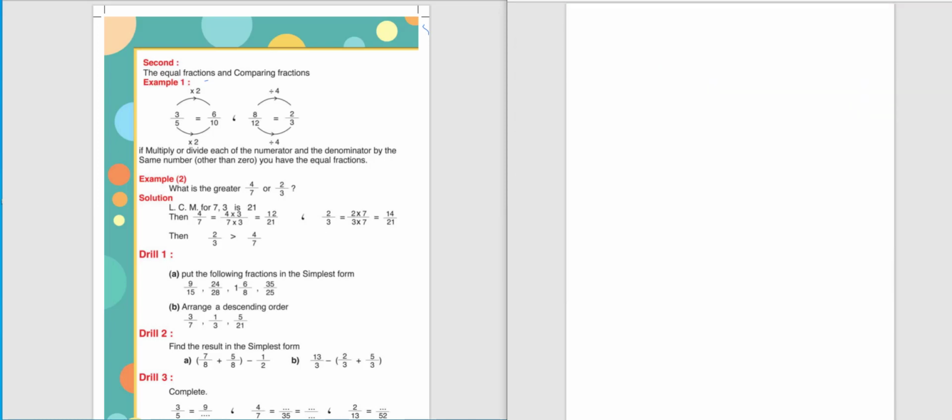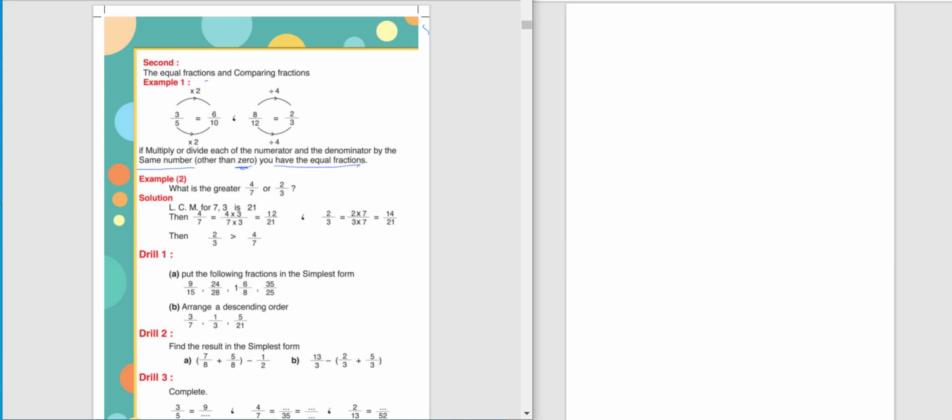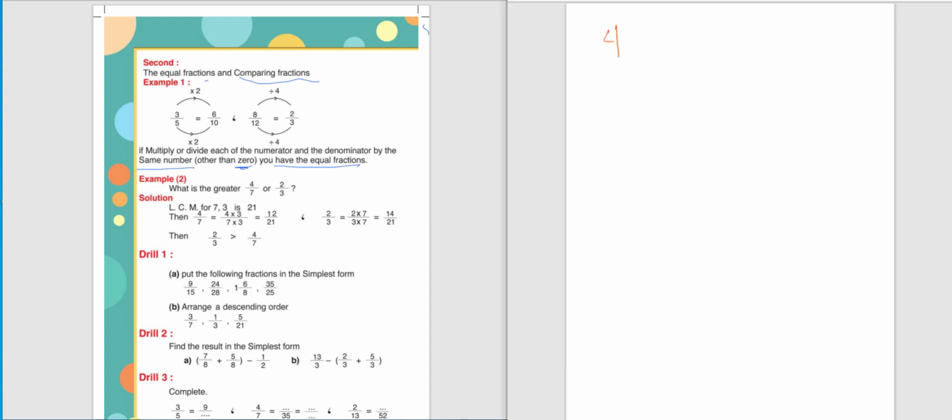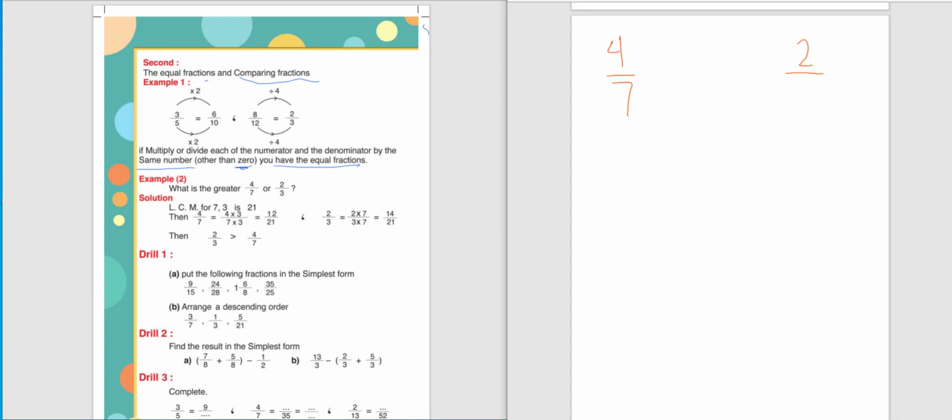So if multiplying or divide each of the numerator and the denominator by the same number other than 0, you have the equal fraction. Example 2, what is the greater? Now we will start comparing fractions. Comparing fraction. Here we have 4 over 7 and 2 over 3.